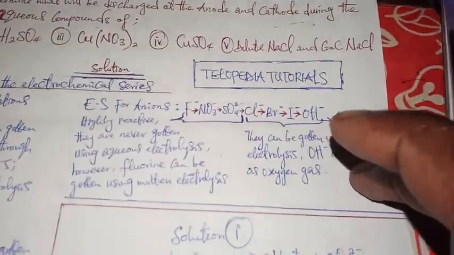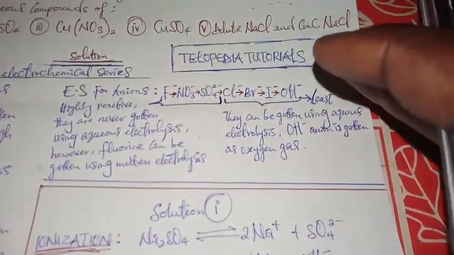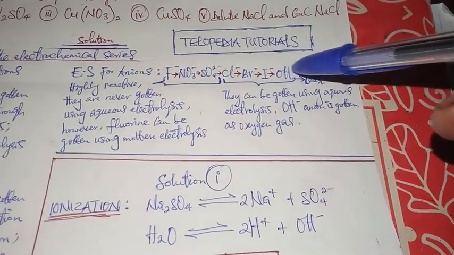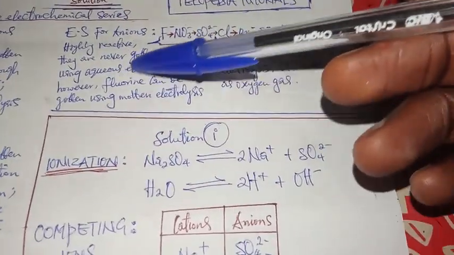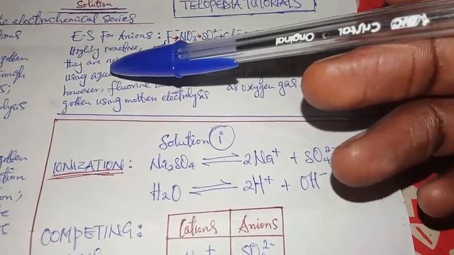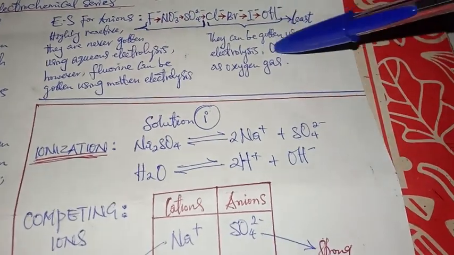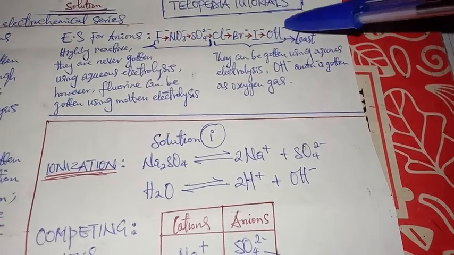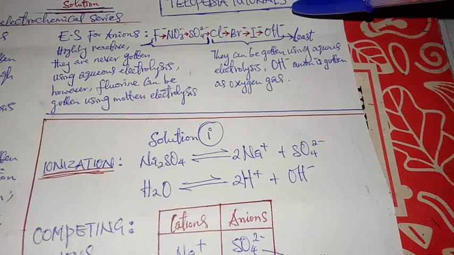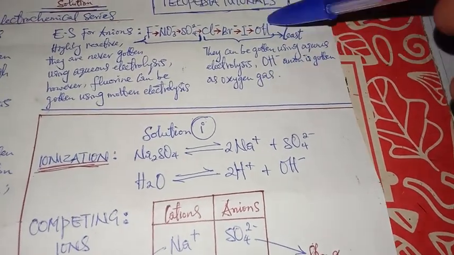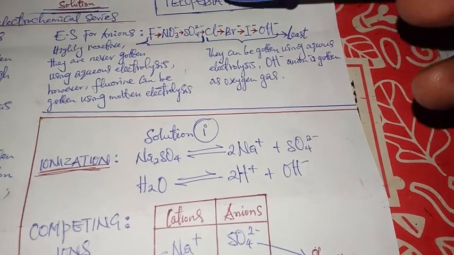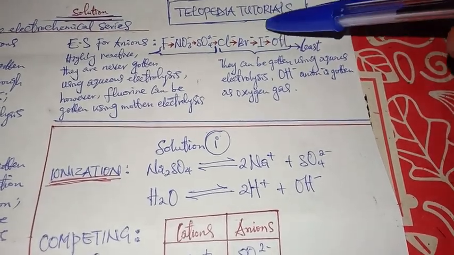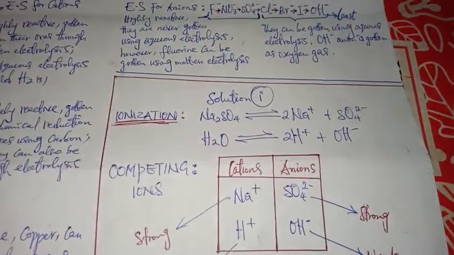The same thing applies to the electrochemical series of anions. As you can see, fluorine is the strongest, hydroxide ion is the weakest or the least in the series. So these ones are not usually gotten through aqueous electrolysis. They can be gotten through molten electrolysis, while these ones can be gotten through aqueous electrolysis. And anytime hydroxide ion is discharged, it is discharged as oxygen gas, not hydroxide ion, oxygen gas. But chloride ions are discharged as chlorine gas, bromine gas, iodine gas, and so on.